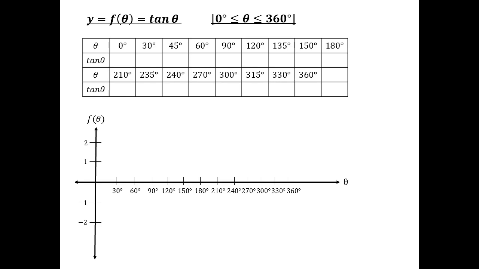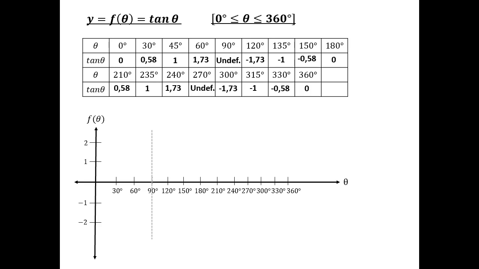So the first value of tan of theta will be equal to 0. When theta is equal to 30 degrees, then tan of theta will be equal to 0.58. When theta is equal to 45 degrees, then tan of theta will be equal to 1. Then you can complete the rest of the table. Now you will see when theta is equal to 90 degrees and 270 degrees, tan of theta is undefined.